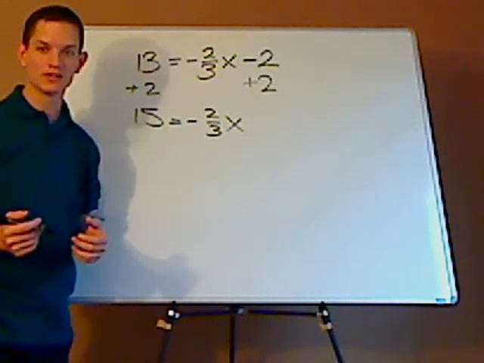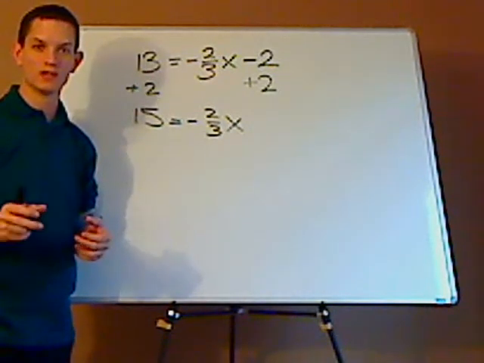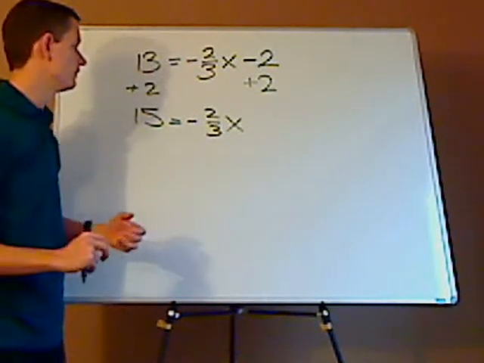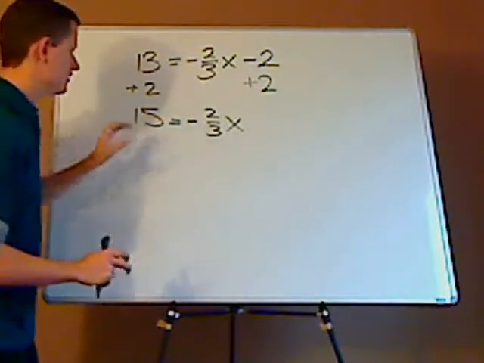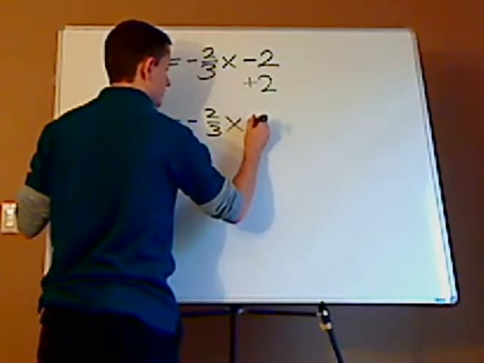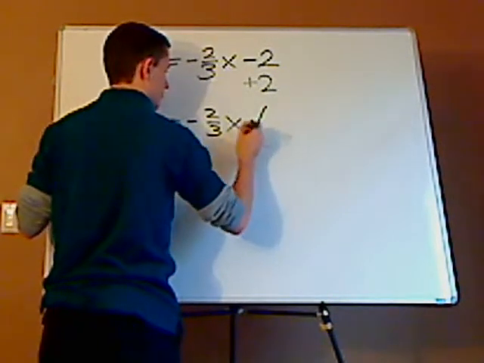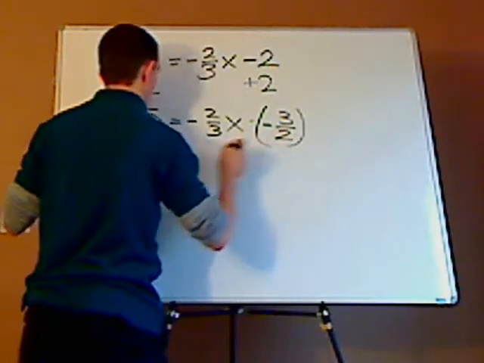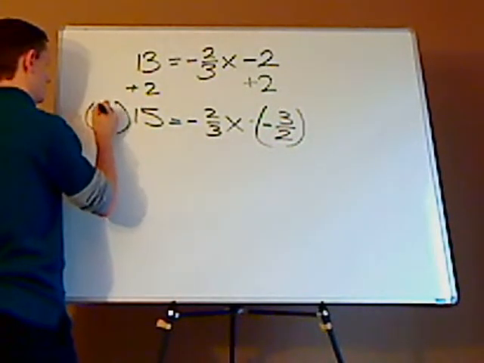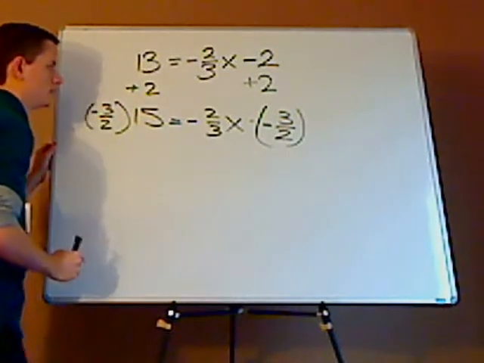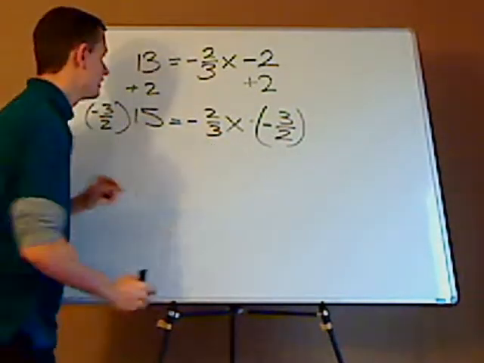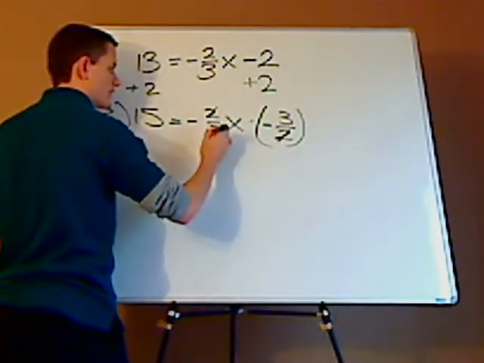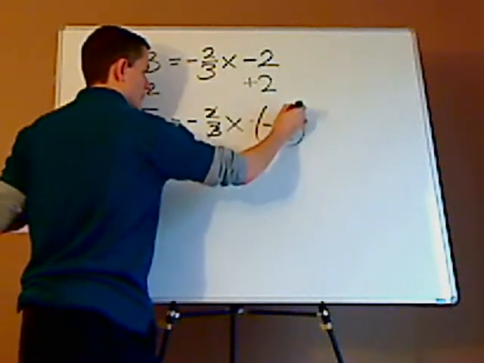Remember, when you divide fractions, you keep, change, flip. You flip the second fraction, right? And here you're going to do the same thing. You're going to multiply both sides by the reciprocal. So you're going to multiply both sides by 3 over 2. Now what happens here is this cancels out with this, right? Because you can cancel diagonally. This cancels out with this.